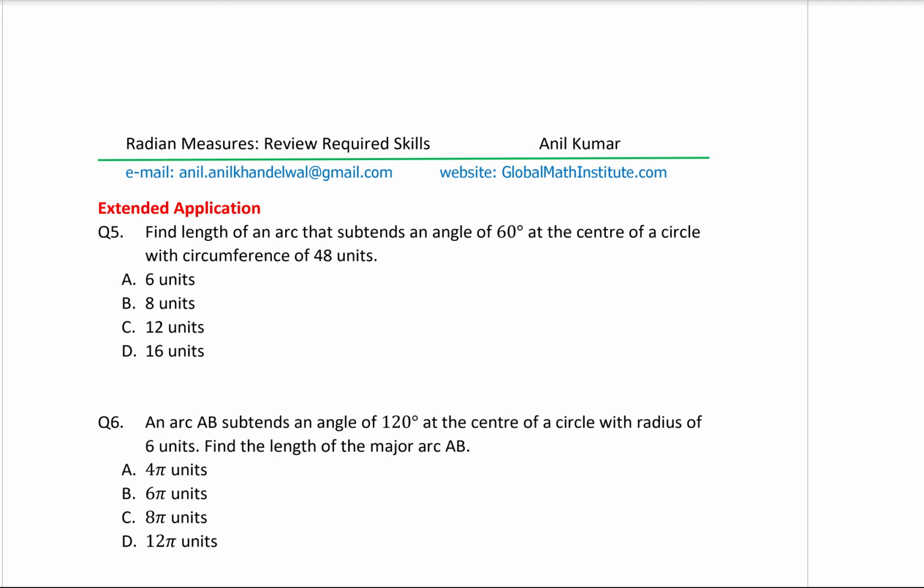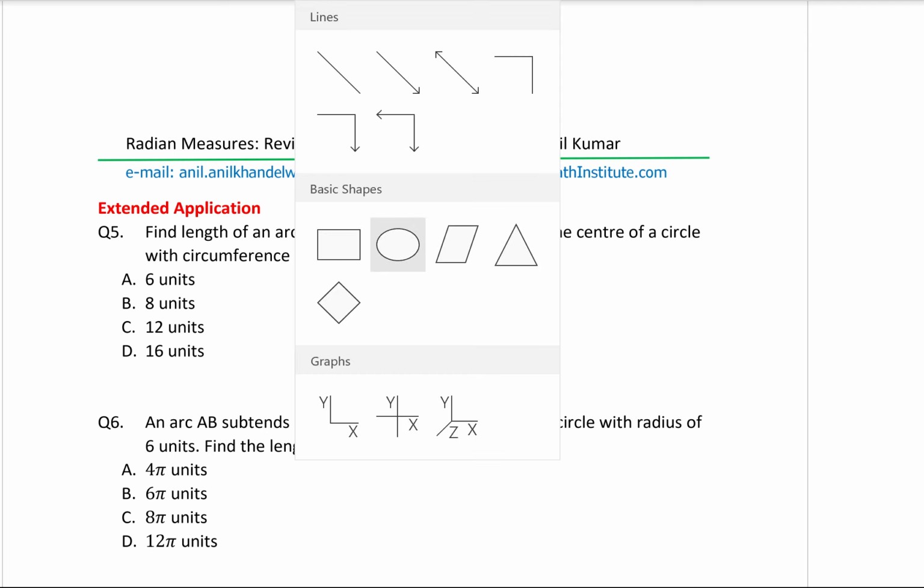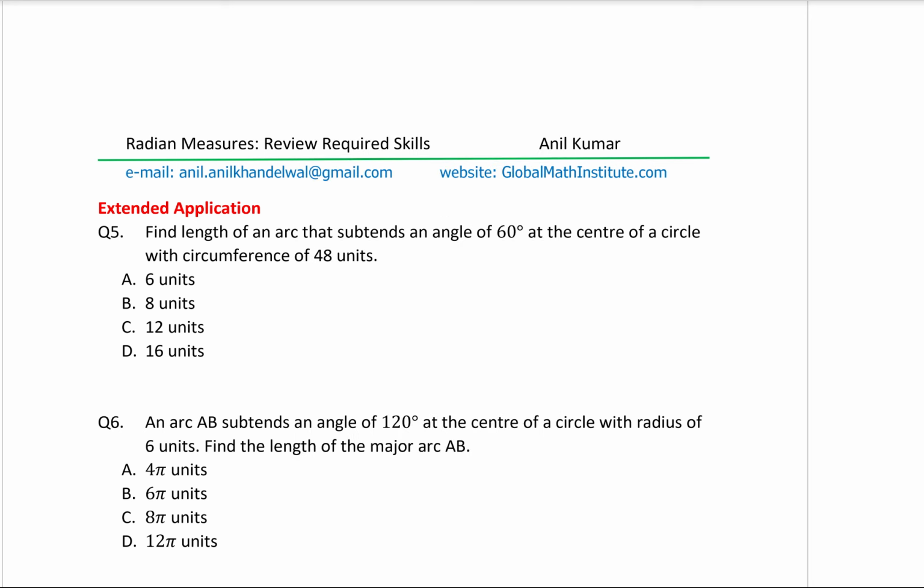What I will do at this moment is make a sketch so that we can understand what we're trying to figure out. Let's say we have a circle here. This is our circle. The question is, find the length of an arc that subtends an angle of 60 degrees at the center of the circle.